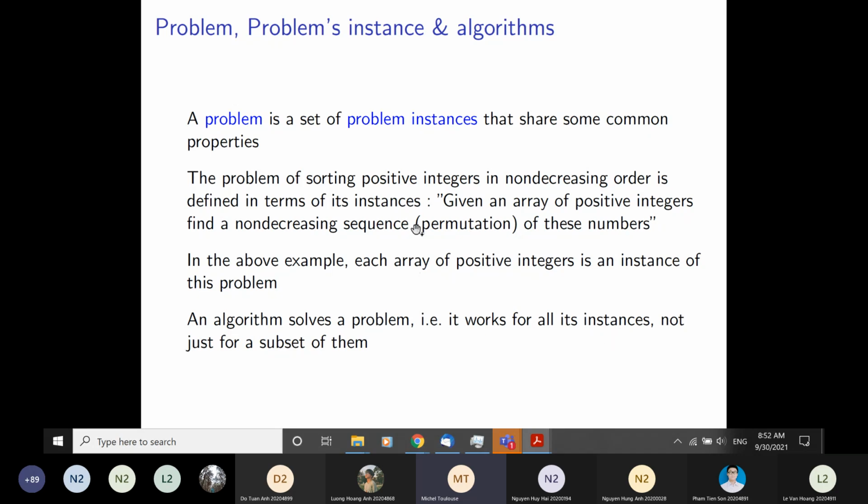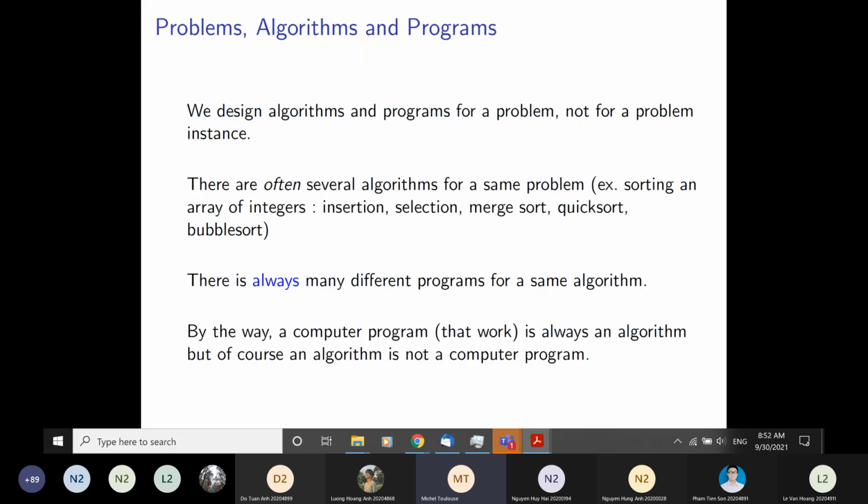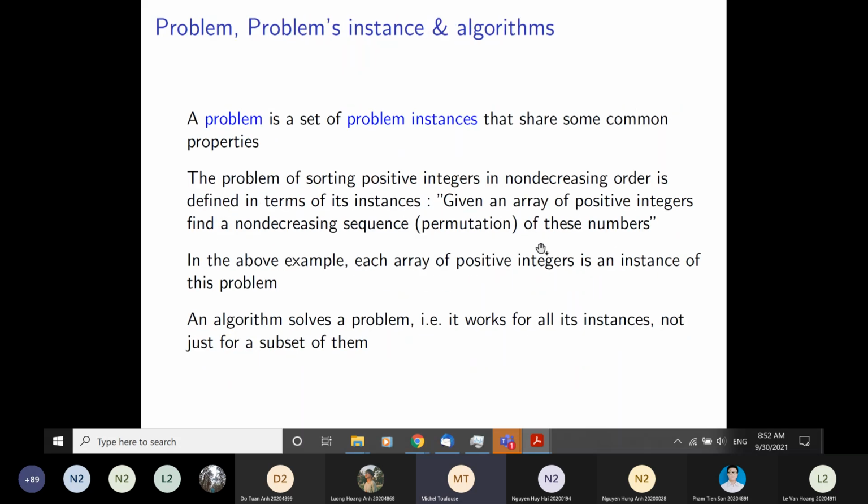An instance, in the case of the problem here, is a particular array of integers. So an instance is that specific array of integers. There are infinitely many instances of this problem, because there are infinitely many different arrays of integers. So each array of integers is an instance of the problem that we have described as trying to sort integers in increasing order. We don't want to find an algorithm for solving a subset of the instances of a problem, but we want to find an algorithm that solves all the instances of the problem.